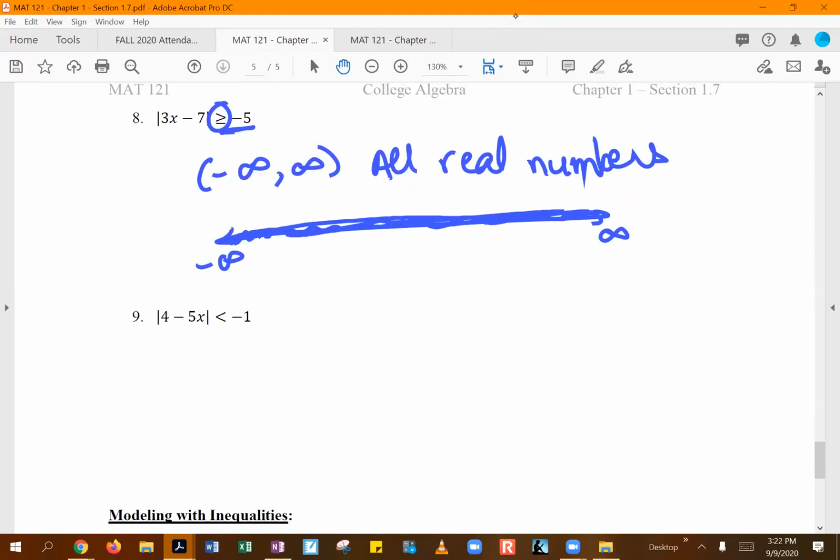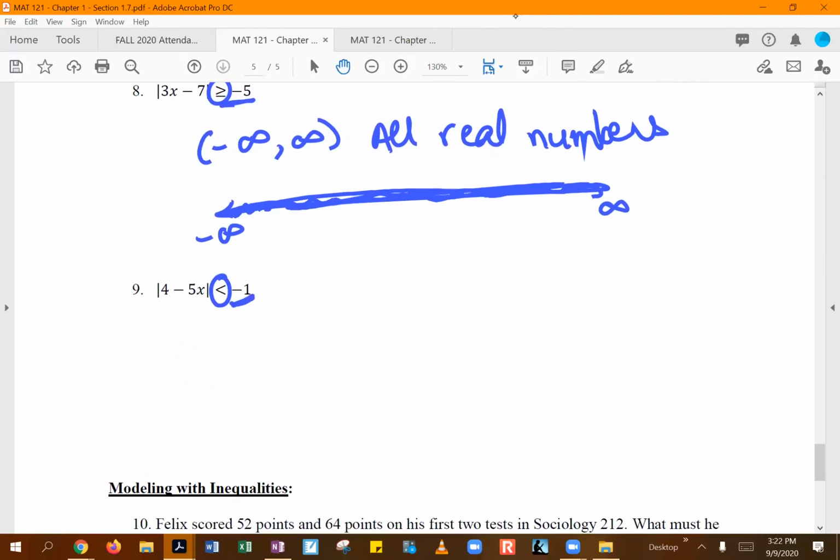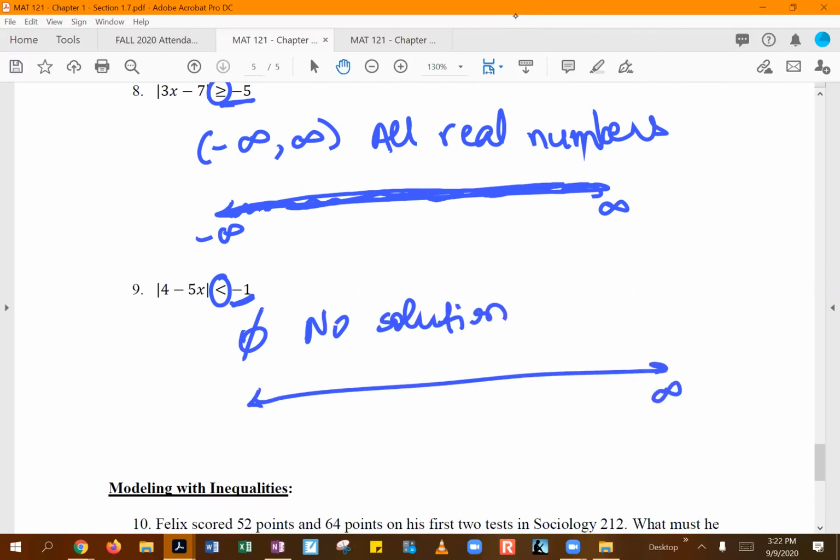With the less than symbol with the negative number on the right-hand side, this is where we have no solution. So it's an empty set. And of course, we know, as we just saw, our graph will be a blank line.